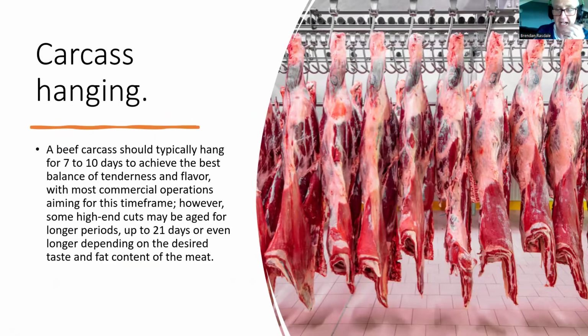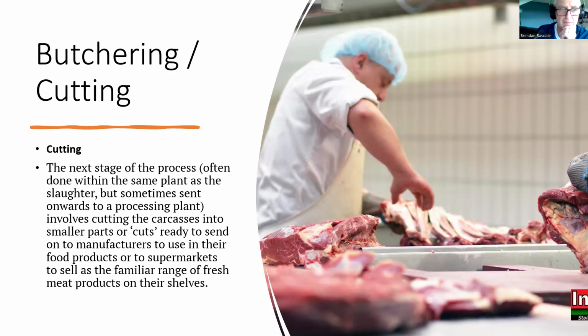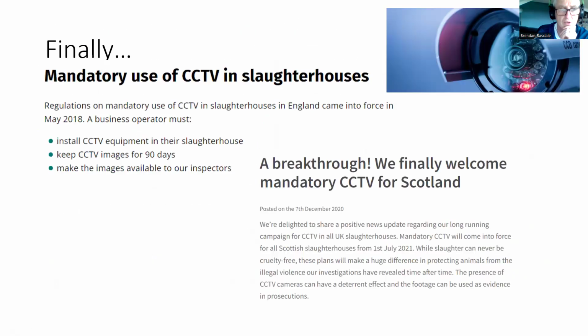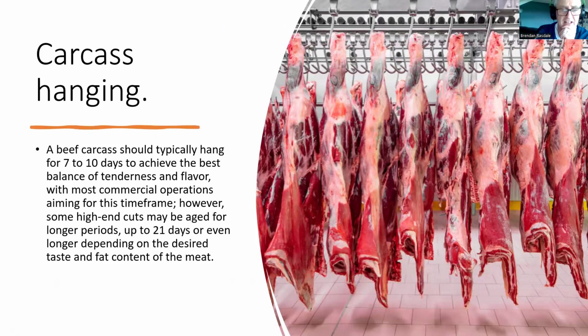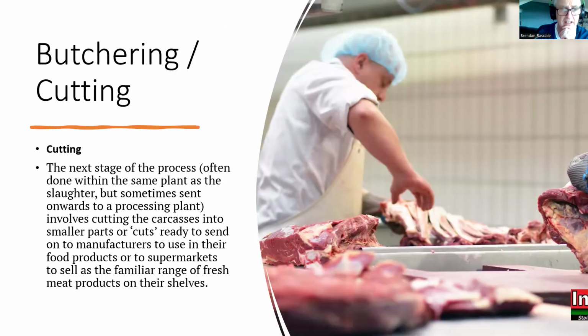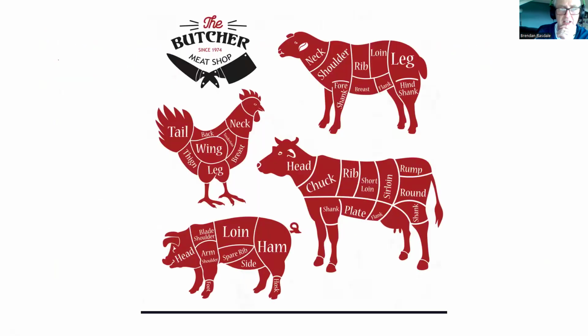Okay, you even hang the carcass for a certain number of days to get the right tenderness, the right flavor, etc. Then the butchering and the cutting takes place, lads. So it's probably just worth looking at those again. Suspending, skinning, removing their internals, cutting them, big saws nowadays, testing, and then after the hanging, the actual proper butchering. Okay, all those cuts that are taken out of it.